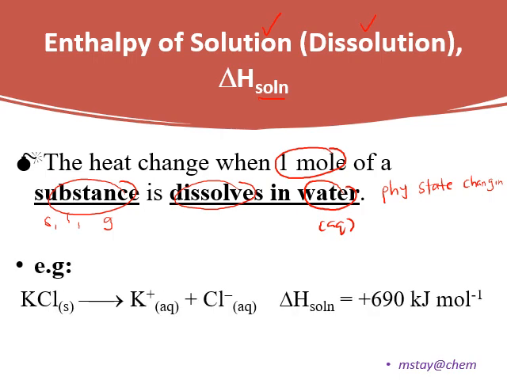So now let's look at one condition. Solid KCl, an ionic compound, when dissolved in water, will become free-moving ions. So once they become free-moving ions, we write them as K plus and Cl negative. As we mentioned just now, the physical state will change to aqueous.